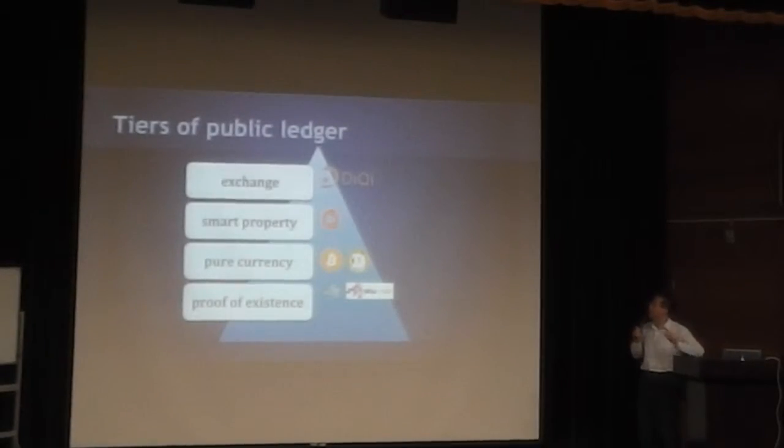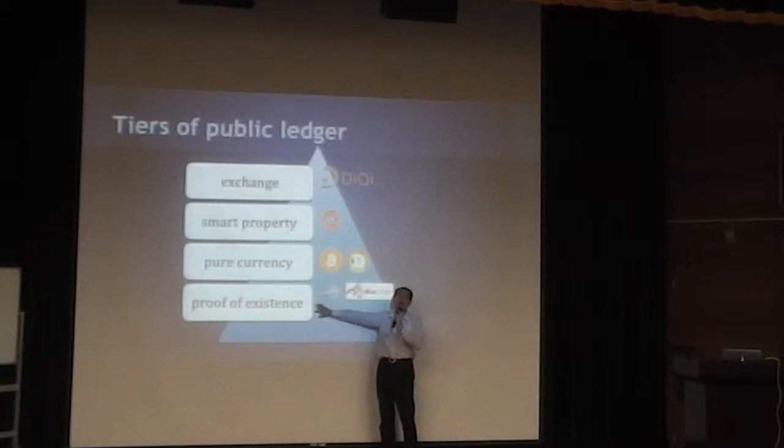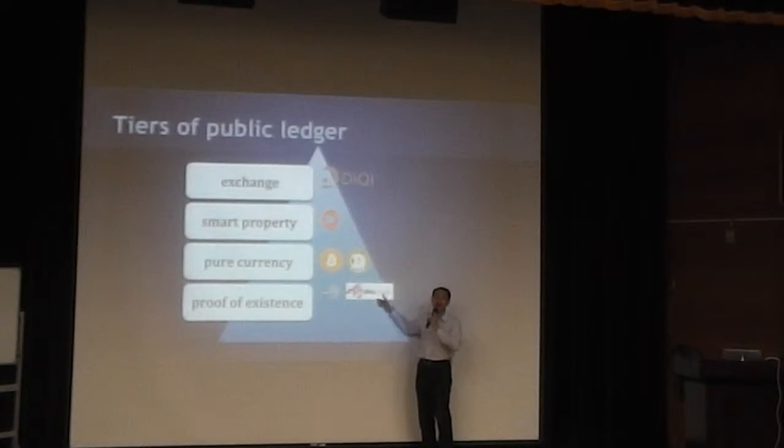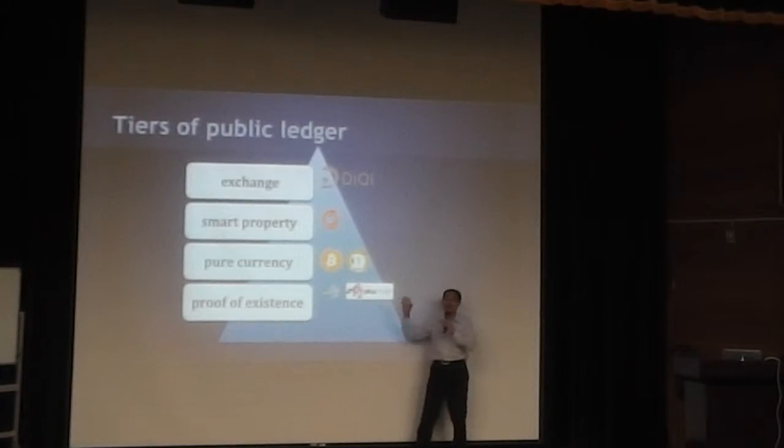The first one is the proof of existence. This is straightforward. When you have immutable history, you are proving its existence. Whatever is recorded in the public ledger truly exists. That's tier 1, for example, SKU chain or Factom. SKU stands for stock keeping units. Those companies are flourishing today.